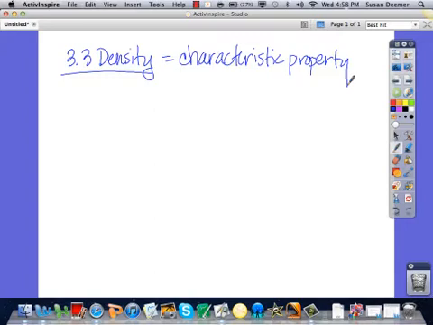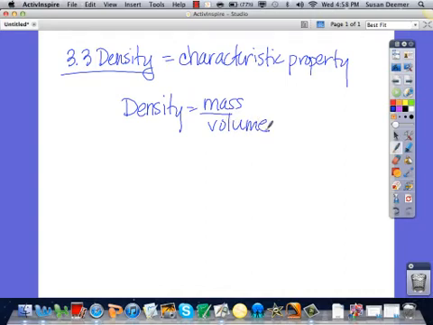And the quantifiable definition of density, in other words, the definition that allows us to use math to solve for a number answer, is density equals mass divided by volume. And there are some examples of how to calculate this on page 44 in your textbook.